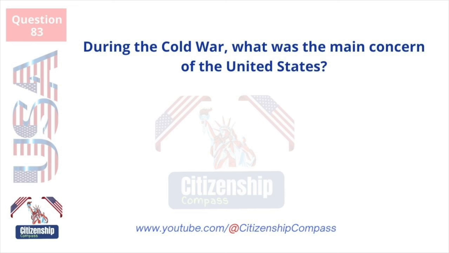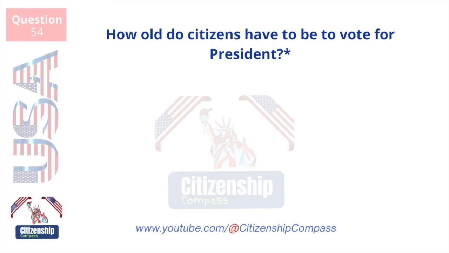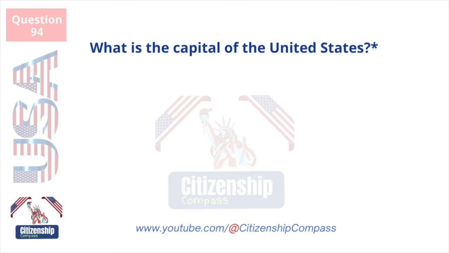During the Cold War, what was the main concern of the United States? Communism. How old do citizens have to be to vote for president? 18 and older. What is the capital of the United States? Washington, D.C.